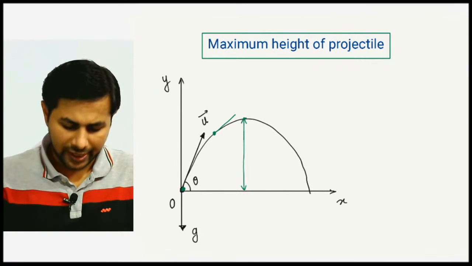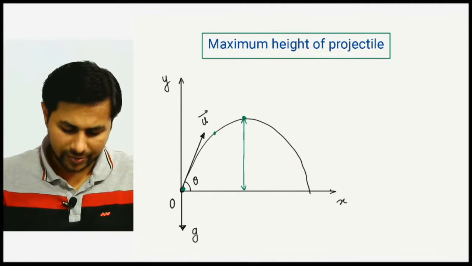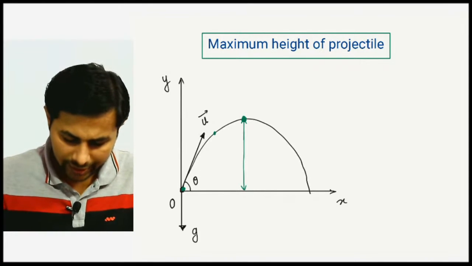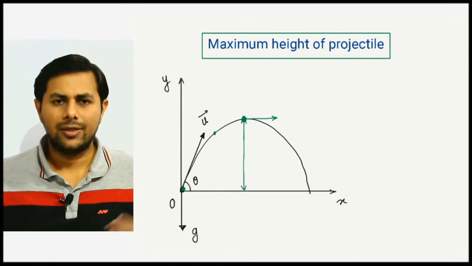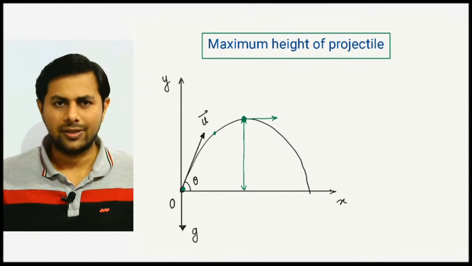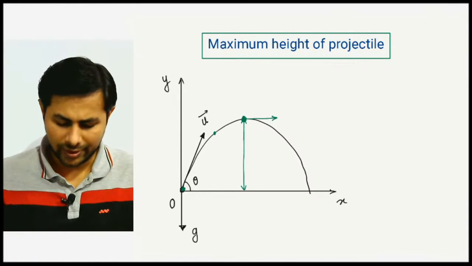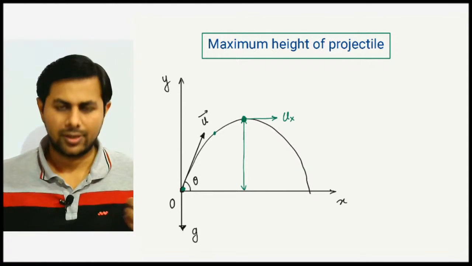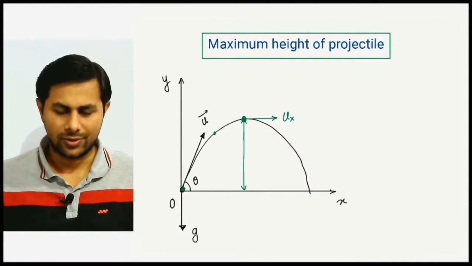Now when the projectile reaches the topmost position, over here, if we draw a tangent to its path, then it points in this direction. So it means that at the topmost position, the projectile only has velocity in the horizontal direction or x direction, and there is no velocity along y direction. So at topmost position, the velocity of the projectile will point in the horizontal direction only.